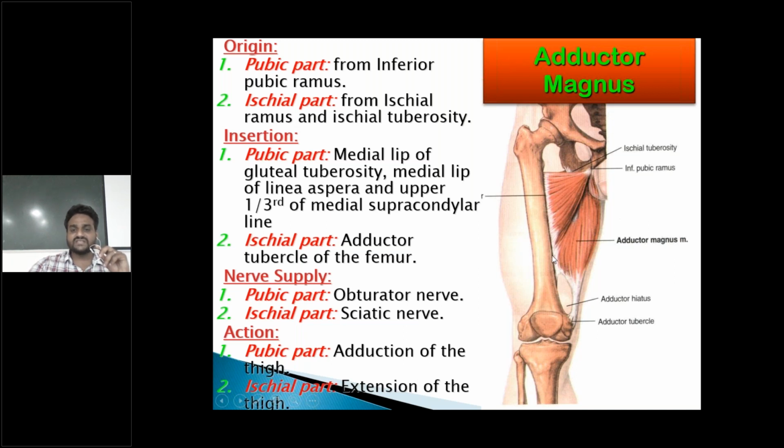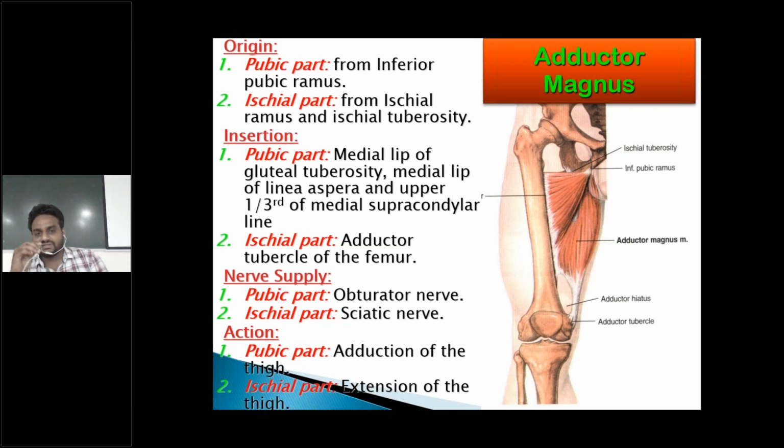So the insertion is linear: the gluteal tuberosity behind this muscle, and the medial supracondylar line. Below the hiatus of the adductor magnus, whatever you see, this part of insertion is called the ischial part, inserted to the adductor tubercle. Now nerve supply. The pubic part is supplied by the obturator nerve. The ischial part is supplied by the sciatic nerve. Then adduction of the thigh and extension of the thigh. This is about the adductor magnus.